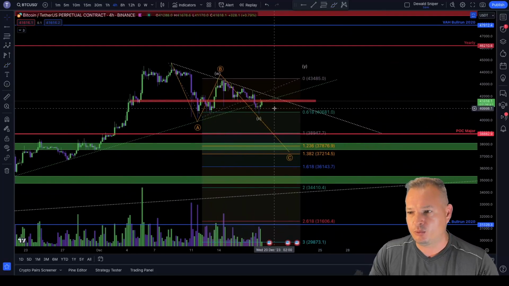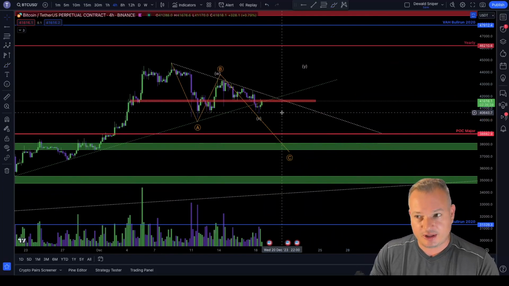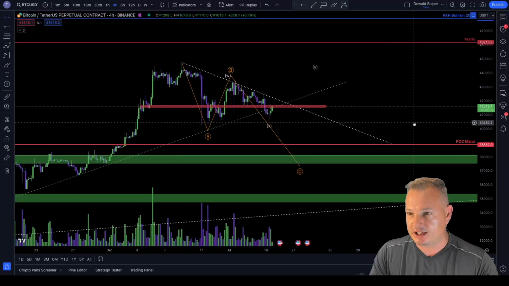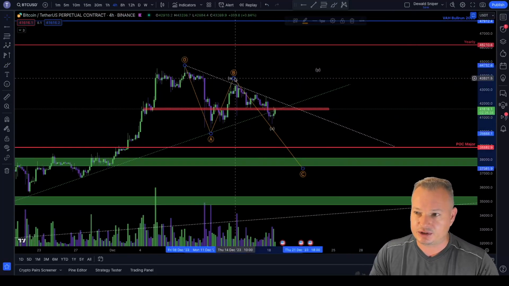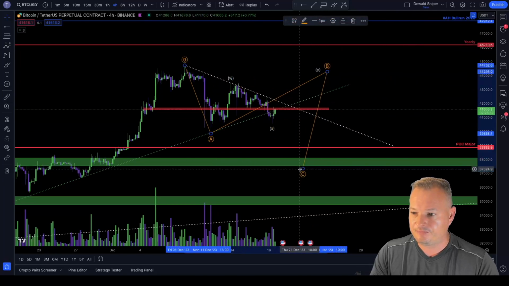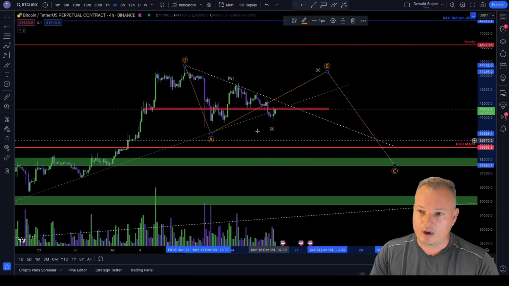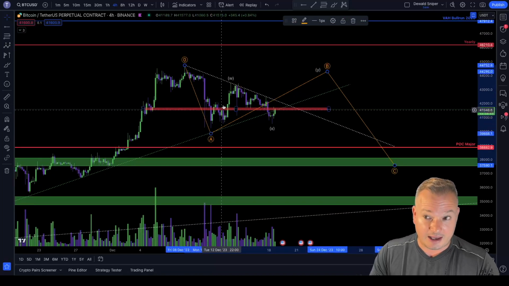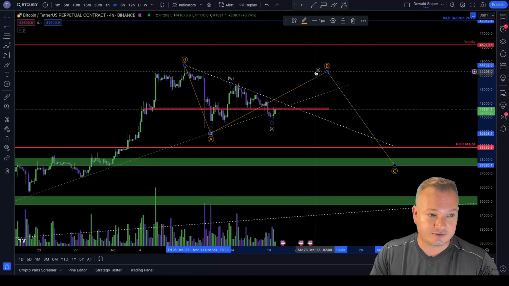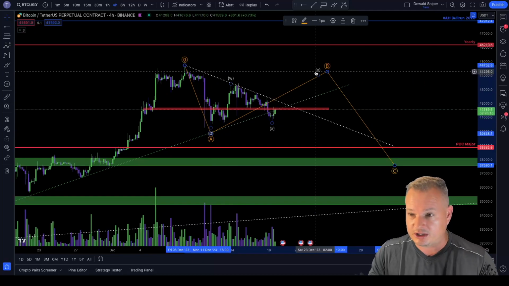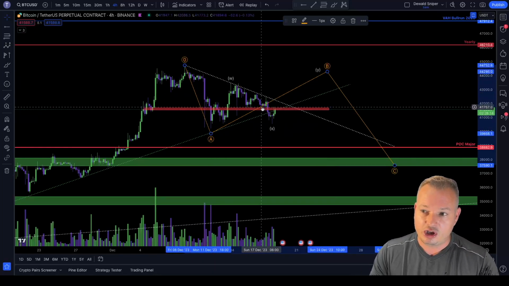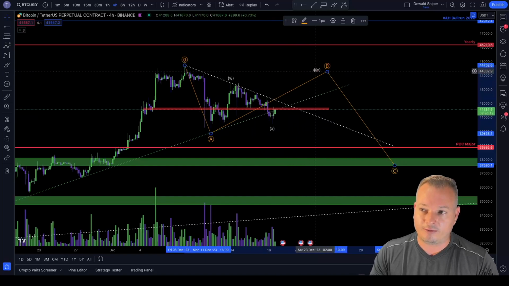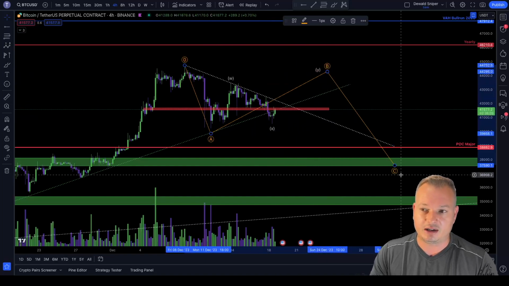Another scenario that I'm watching, perhaps a scenario that many are not expecting, is to say, what if this is, move my B over there and move my C over here. What if this is a bigger ABC and we now have a WXY corrective structure inside? I don't want to get too technical, but you do get lots of WXY, ABCDE structures inside of triangles, usually faking out and then making your final Y wave for continuation to the downside.